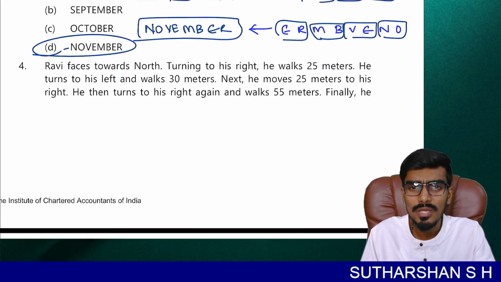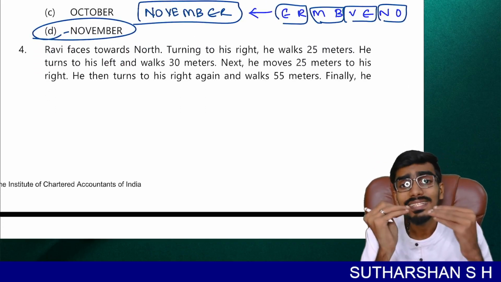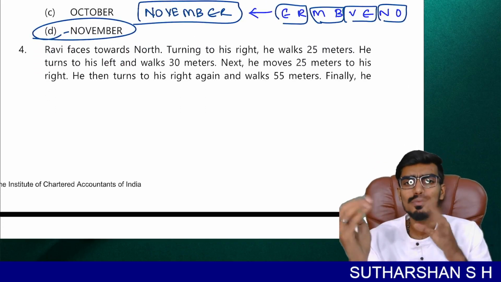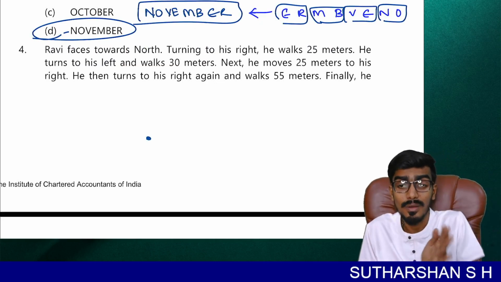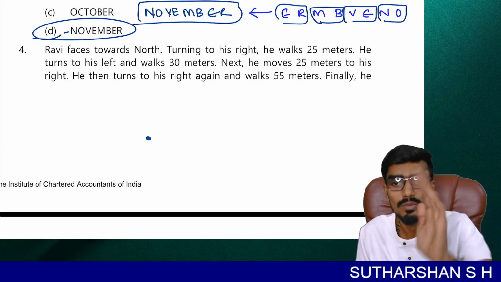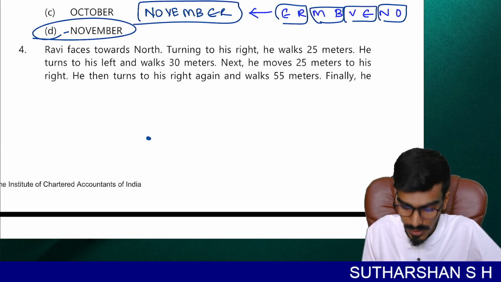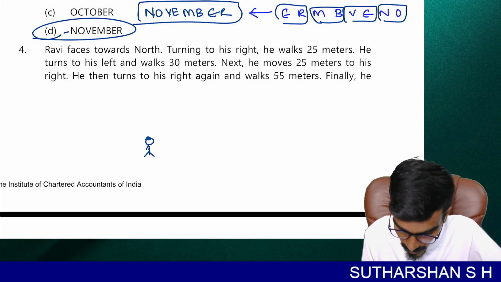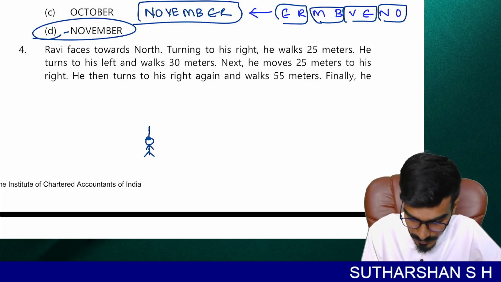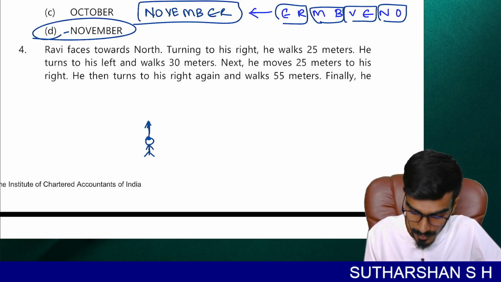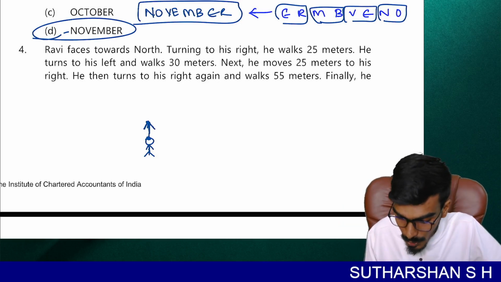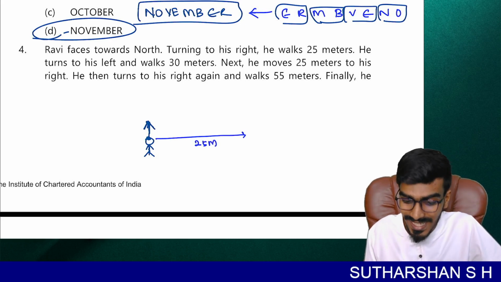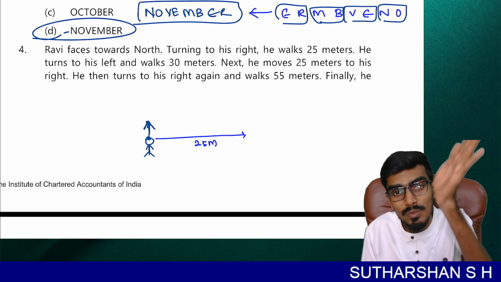Now come to question number 4. This is a direction kind of question. Ravi faced towards north. Whenever such a question is there, you assume you are at a starting point, facing towards north. Turn to his right: immediately he is turning towards east and walks 25 meters. He turns to his left. Left means he is turning towards north.